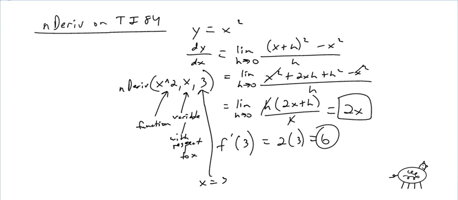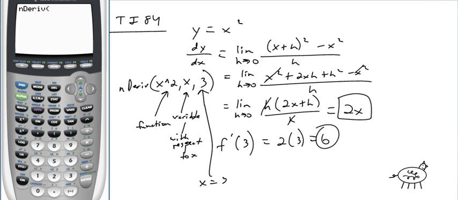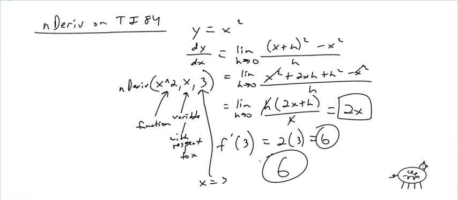Let's see. I'm not quite sure if that's really going to work or not. Well, I hope it works. Okay, so we're going to put x squared. So x squared is our function, comma. Make sure you put a comma in here, which is right above your 7, comma x, comma, and then 3 is the value we're putting in there, and we enter, and voila, we have 6. Sweet. So 6 is our answer.